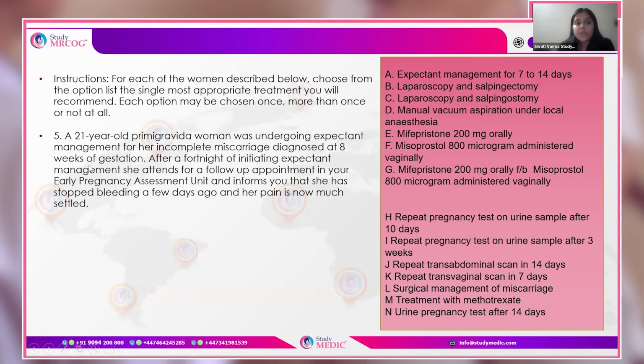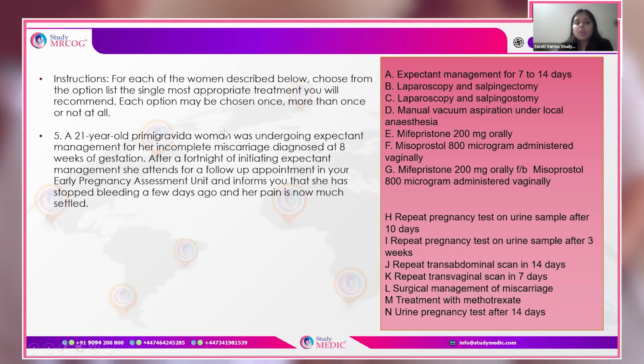Now coming to the 5th question, a 21-year-old primi was undergoing expectant management for her incomplete miscarriage diagnosed at 8 weeks. After a fortnight of initiating expectant management, she attends for a follow-up appointment in your EPAU and informs you that she has stopped bleeding a few days ago. Now, incomplete miscarriage means earlier also pregnancy tissue might have been passed, or earlier also expectant or medical or surgical management was given. Now, freshly she is undergoing expectant management for her miscarriage.